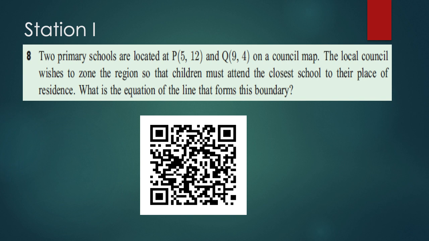All right, so we have two schools that are located at these two points, P and Q, on a map. The local council wishes to zone the region so that children must attend the closest school to their place of residence. What is the equation of the line that forms this boundary?